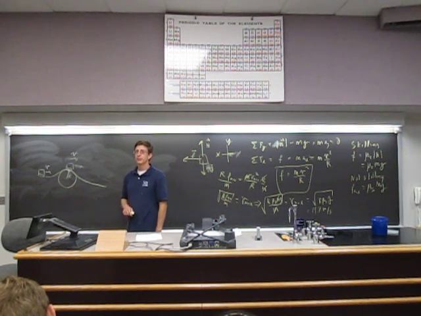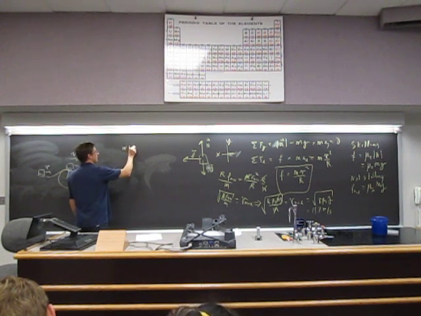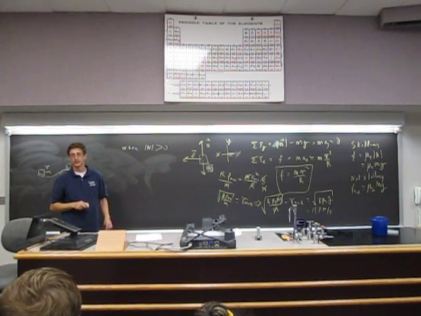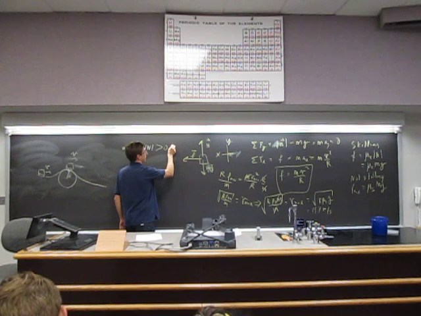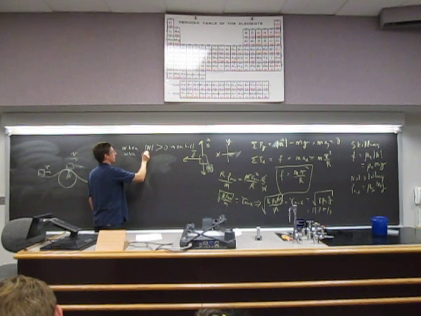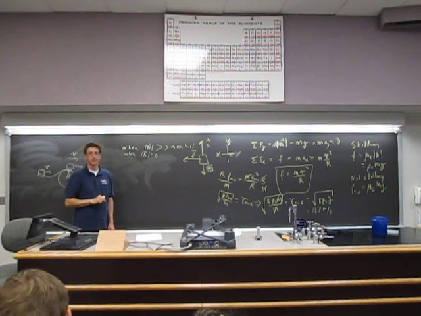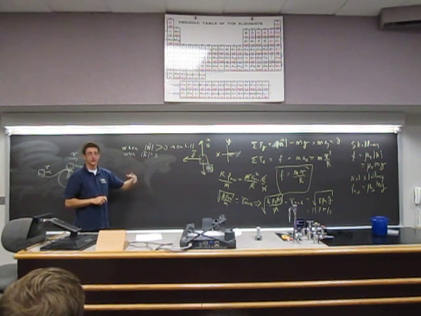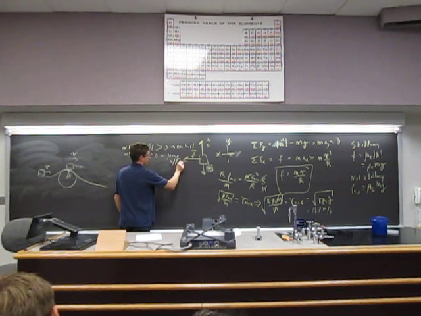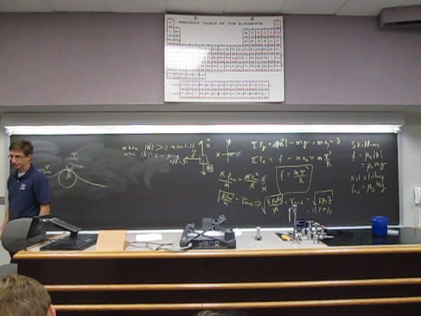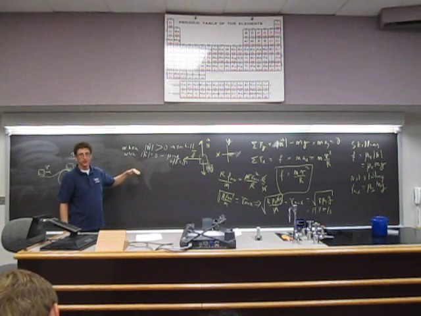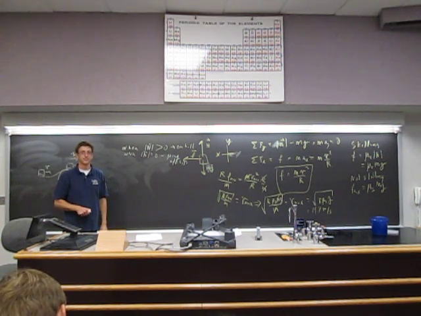Now here's a condition for it to remain on the hill. When the magnitude of the normal force is greater than 0, it's still on the hill. It's still pressing down on the hill. When the magnitude of the normal force is equal to zero, it's just coming off the hill. So this will be the condition we'll be using to discover when it's going to go off the hill.